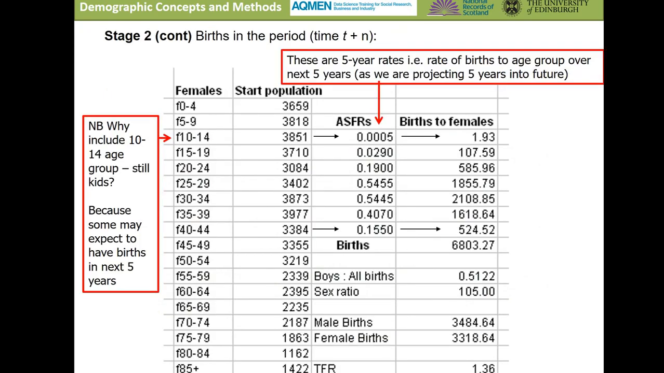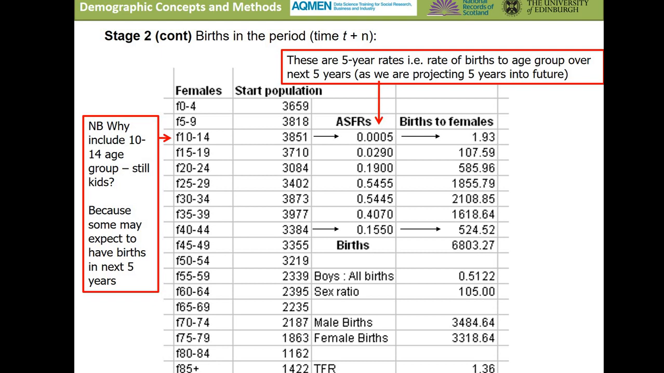So here's an extract from an Excel sheet to show how these are calculated. So I have my female population with age detail, and I have the population at each age group. I have a set of 5-year fertility rates, and I can then multiply each of these age groups by the appropriate age-specific fertility rate. So here I'm including the 10 to 14 age group because I'm producing estimates of births over a 5-year period. And some of the women in this age group will give birth over that 5-year period when they move to the age of 15 to 19.